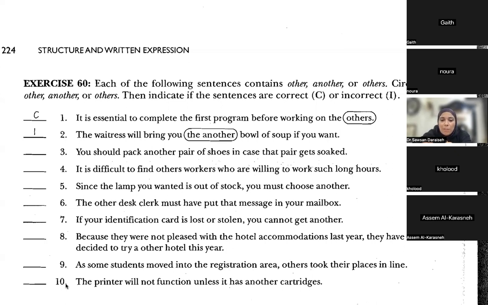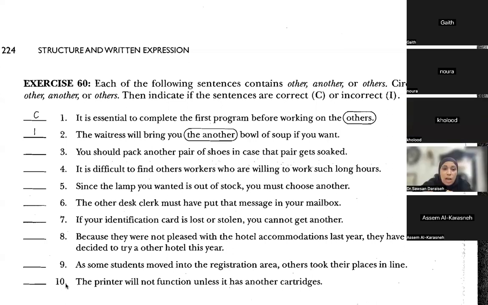Thank you, Dr. Ruth. You're welcome. Do you want to answer a question, Dr. Noura? How about you try doing that? Yes, Doctor. Number 5. Since the lamp you wanted is out of stock, you must choose another one. It's correct. Good job.